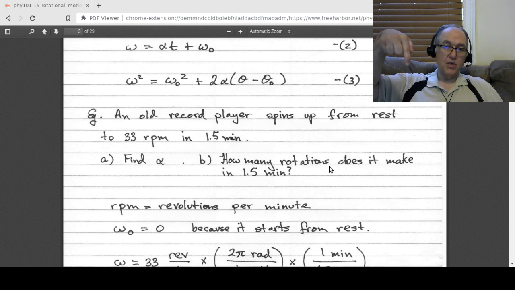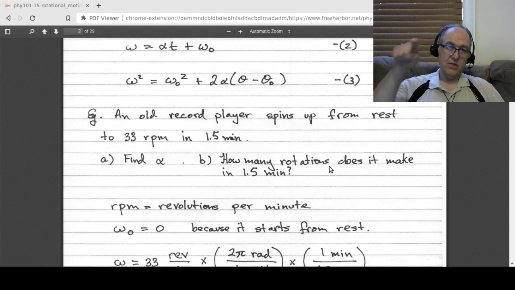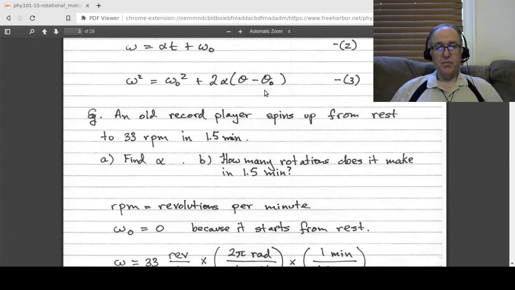What you need to picture, and it's hard for me to demonstrate, is that it starts off rotating slower and then it goes faster and faster and faster. Definitely not uniform. Starts slow, speeds up. So let's do this problem here, and you can use equations 1, 2, and 3 in doing it.